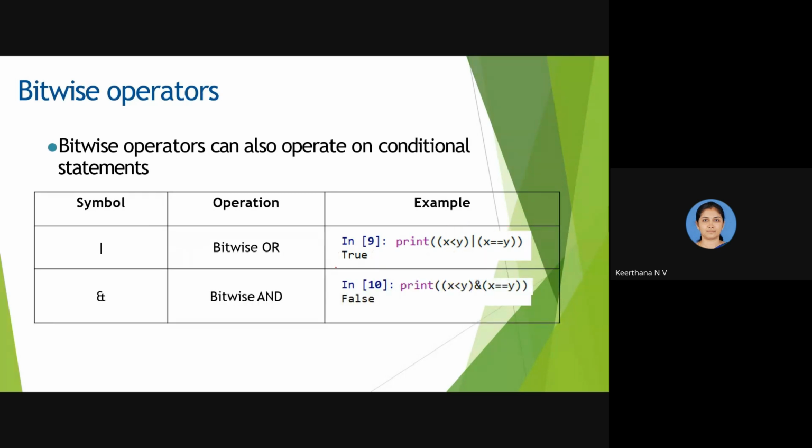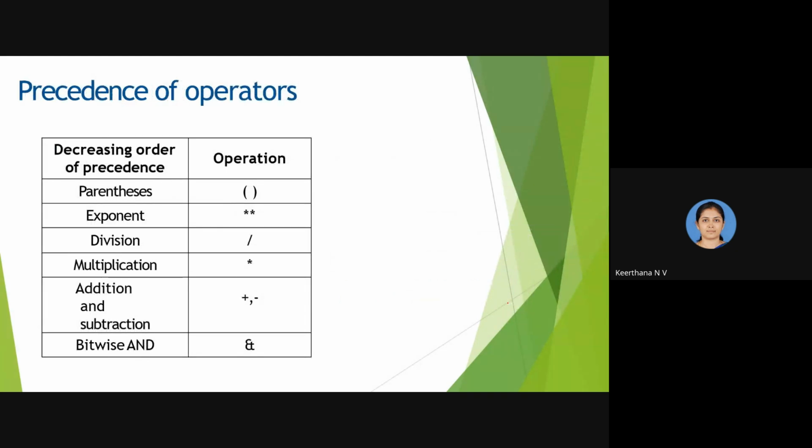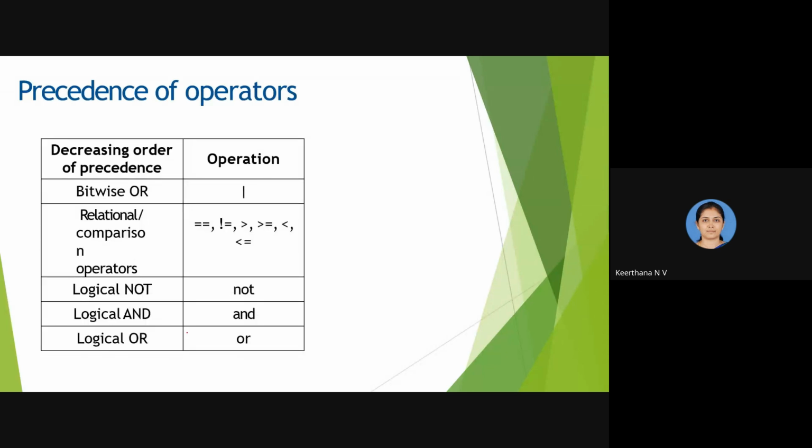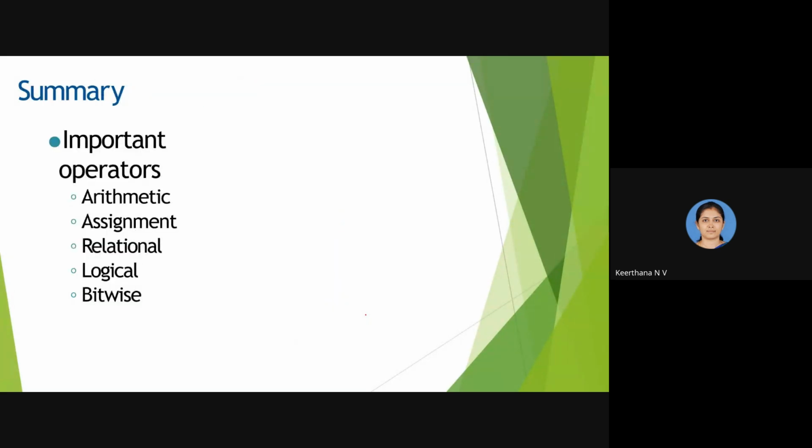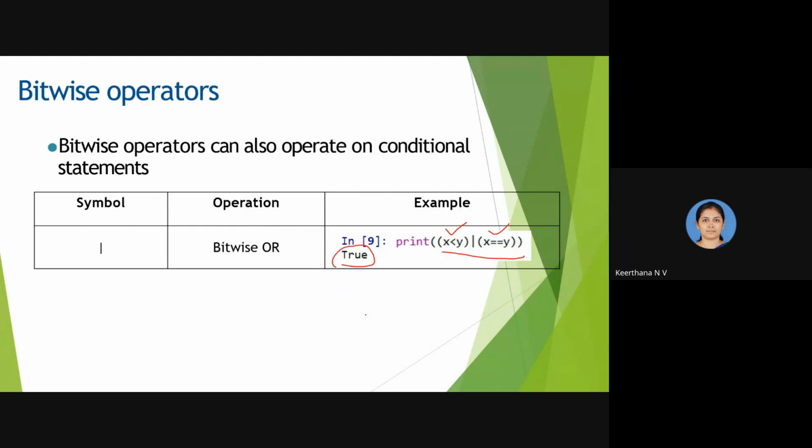And the bitwise and will act like this. As for the precedence of these operators, after addition and subtraction only the bitwise operators will come, and after that the relational operators, and after that logical not, logical and, logical or. So these are the precedence of operators. Now we are going to see the bitwise operations in Python execution.